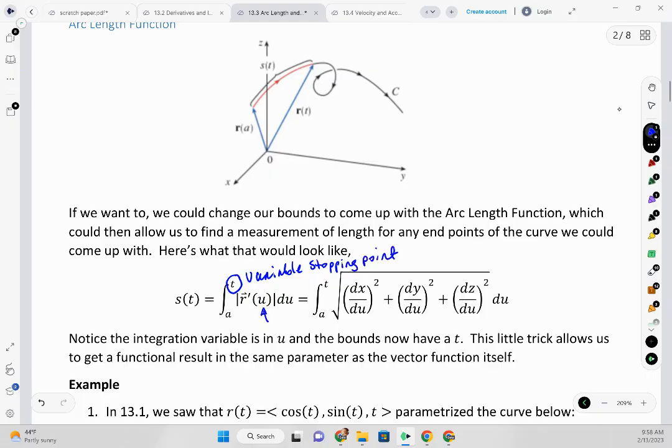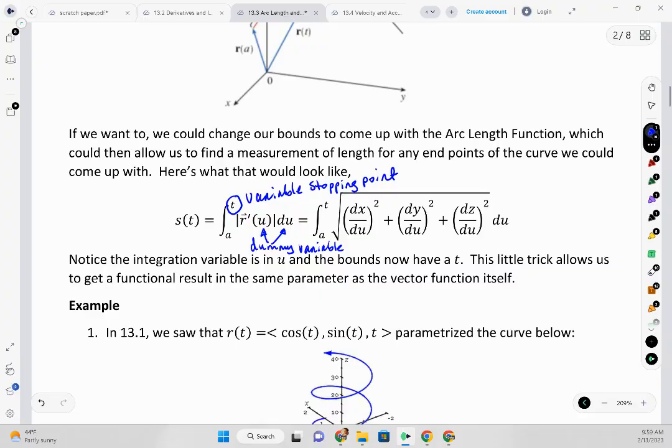And then we change, instead of having r prime of t and dt in the integrand, we use what's called a dummy variable. And we use u typically for a dummy variable. And after we integrate and substitute everything in, we should end up with a function of t. And that function of t will allow us to calculate a length between any 2 points on the curve.